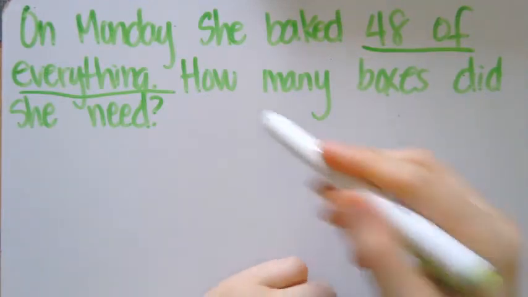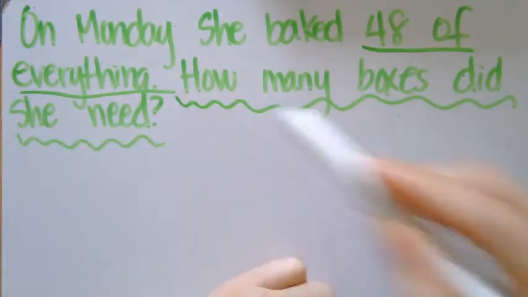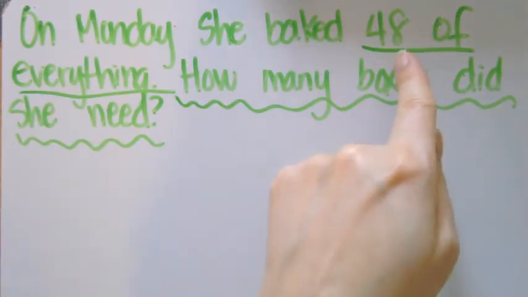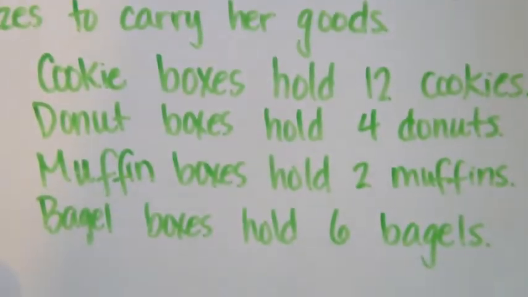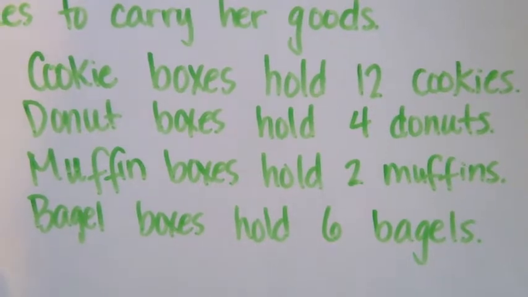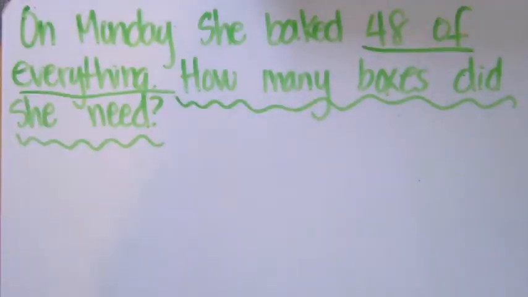All right, and my question is, how many boxes did she need? That is what I need to restate, okay? All right, so if I have 48 of everything, I need to know how many boxes. So remembering that in each box of cookies, there can be 12 in each, okay? So let's start with that.